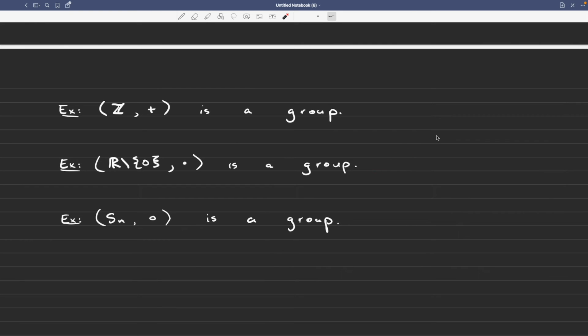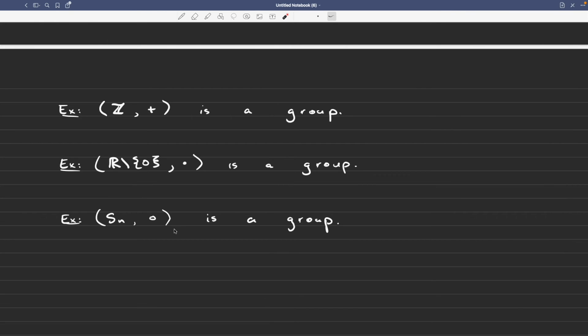Also, the rational numbers minus 0 form a multiplicative group as well. This set that we saw recently, the permutation group, is the set of all permutations from the set 1, 2, 3 up to n to itself. So it's all those bijections from 1 through n to 1 through n. That forms a group. We know that composition is a binary operation on that set. That was a theorem that we previously gave.